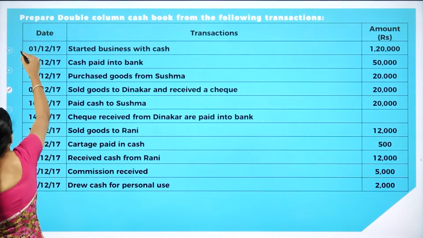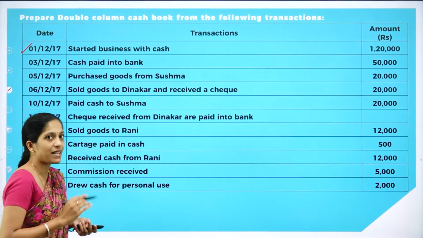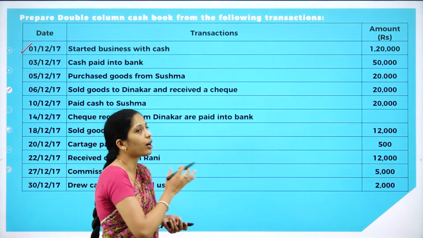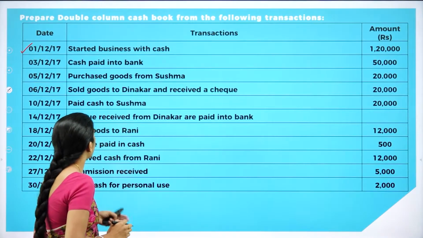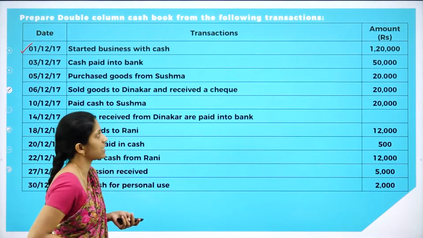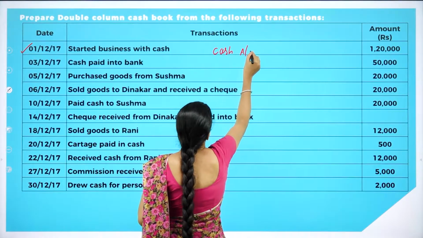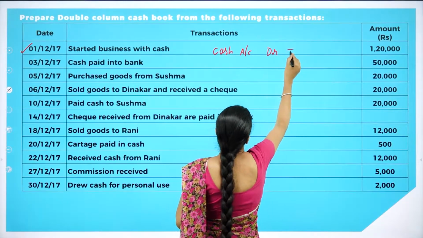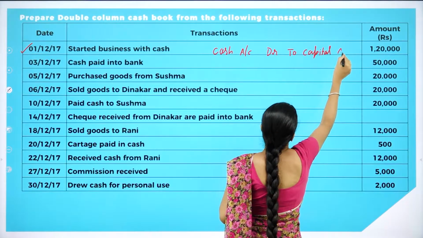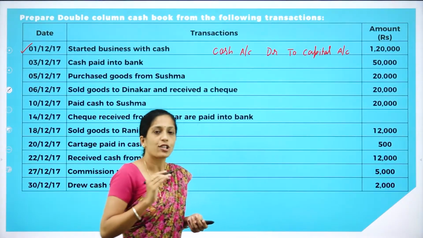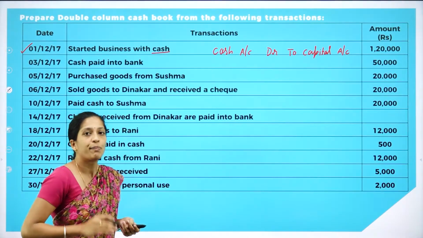So your first transaction has taken place on 1/12/2017. The transaction is: started business with cash. Now we shall record the journal entry, so it will be easy to record in the double column cash book. Now what is the entry for this transaction, that is started business with cash? So your entry will be cash account debit to capital account. Cash account debit to capital account, and this transaction has to be recorded in the double column cash book because it is a cash transaction, because they have started business with cash.